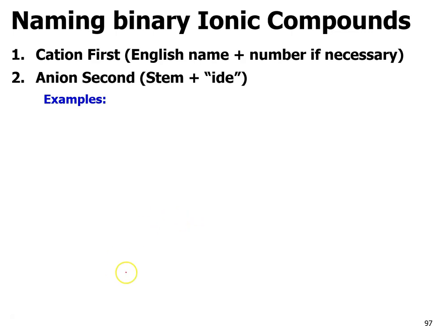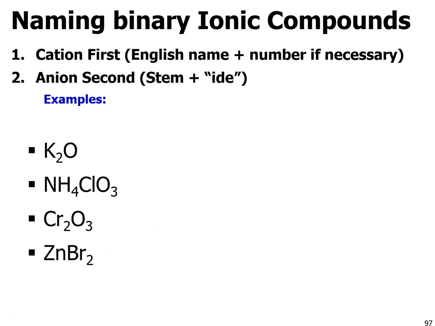So here's some examples of this naming system. We would have potassium oxide. So we have potassium as the full name. We don't need a number. The number isn't related to how many potassium are found here. It's related to if there is more than one charge state for that potassium. But potassium's in that first column of the periodic table, so it's only +1. There's only one option here.